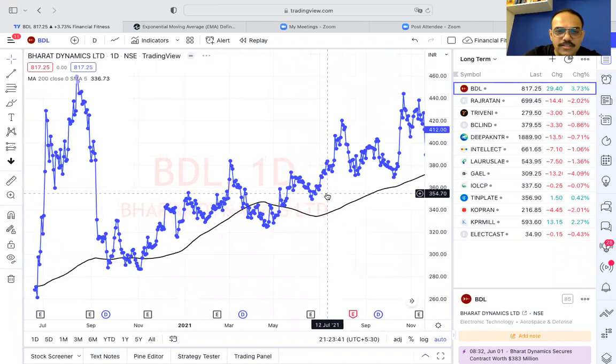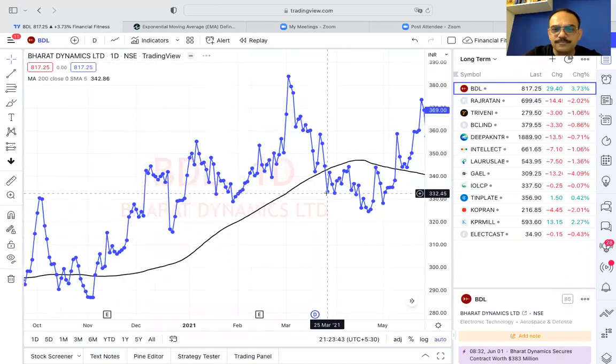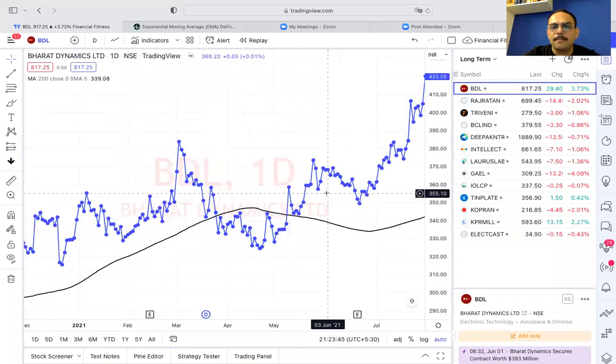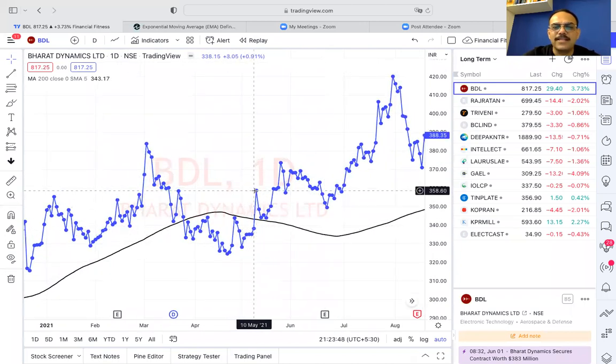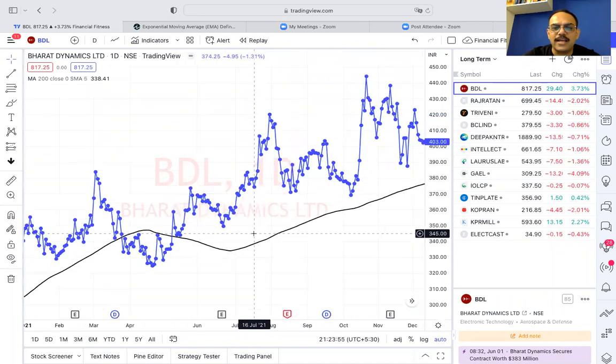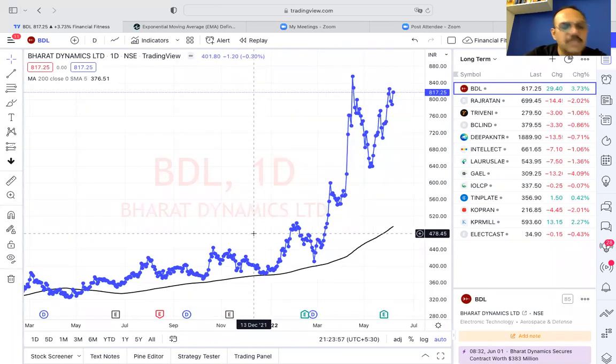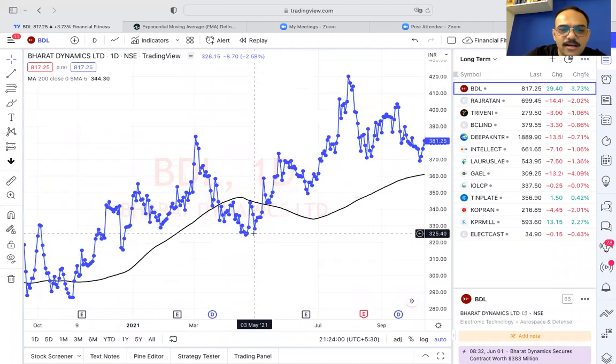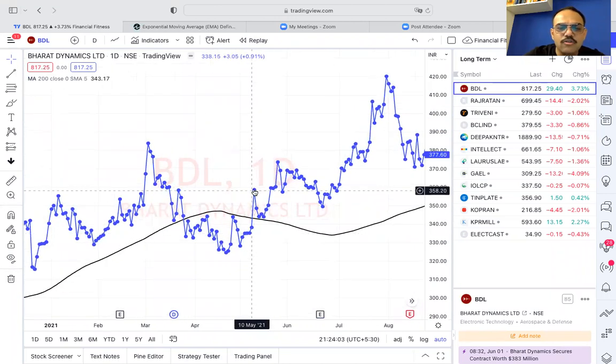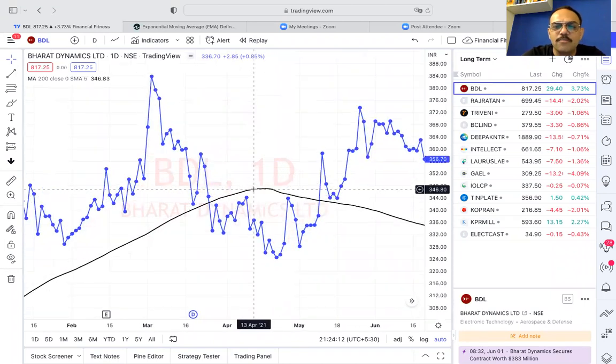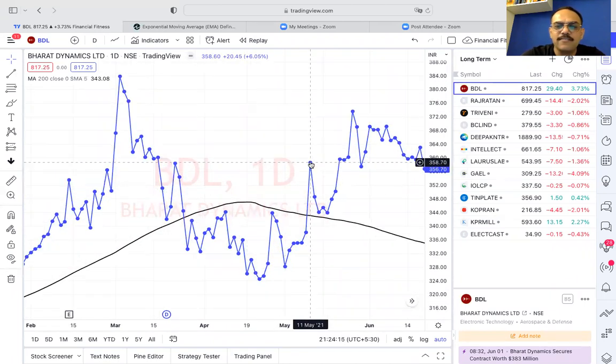How it was used is simple. Buy when the price closes above the 200-day moving average. Let's say someone analyzed BDL sometime back and identified it for the long term. They will buy as soon as the price closes above the 200-day moving average. They will buy here.